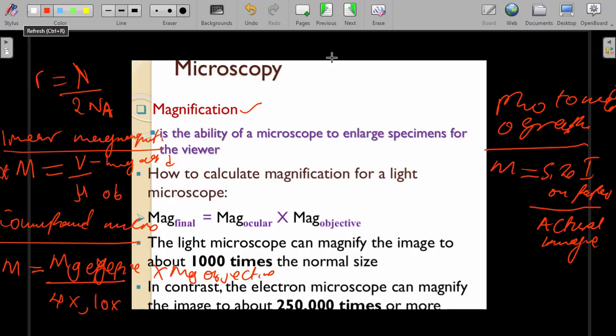So those are the types of magnification you can have and how to calculate them. You can use linear magnification, compound magnification, and photomicrograph magnification. Know these formulas, you can be asked.